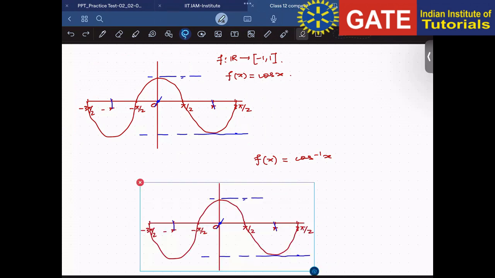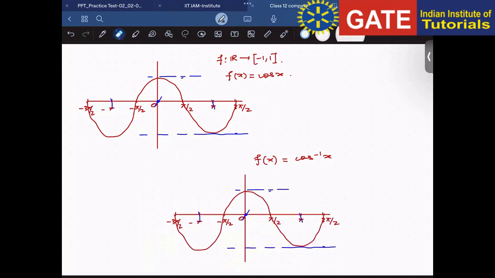Correct? So this is the graph. What I'll do now? See, I'll try to erase it like this. This much part, whatever is there, I don't want. And this much part, I don't want. Correct? Function became one-one or no?